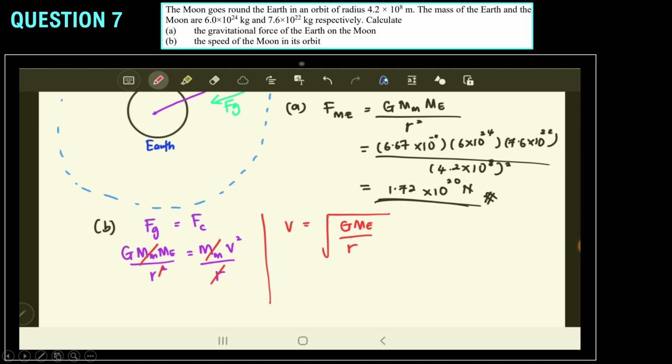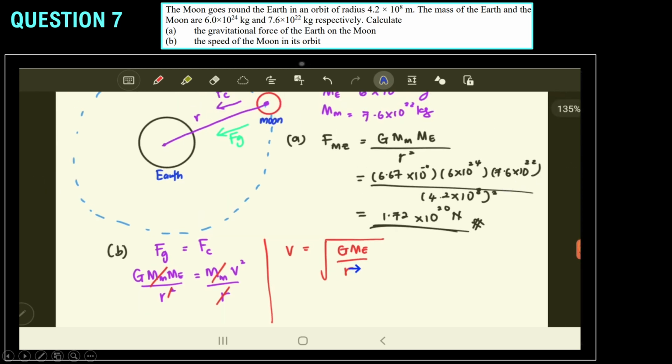So you can see here, the speed of the moon when orbiting the Earth depends on the distance between the Earth and the moon. If the distance r is increasing, which means the moon is positioned farther away from the Earth, the speed of the moon will be smaller, because it is inversely proportional. If r increases, v decreases. So v depends on r.